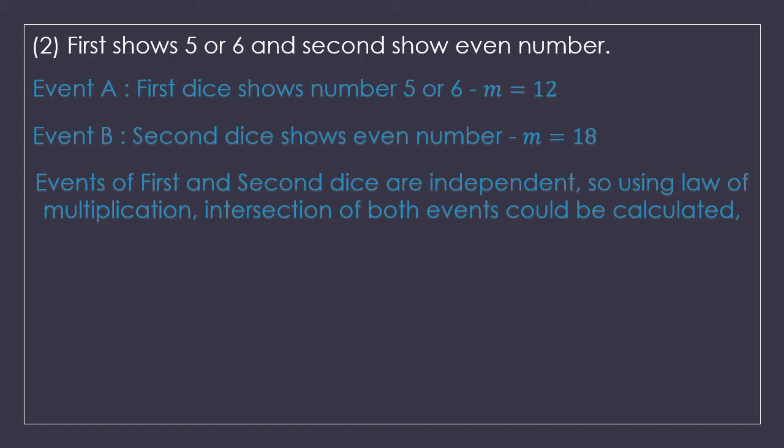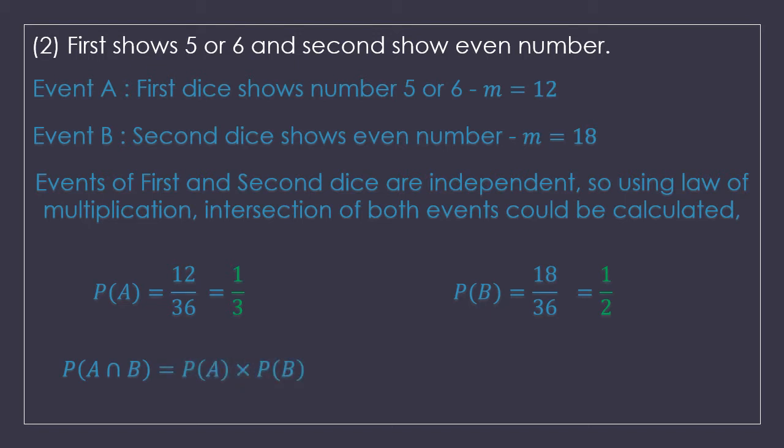of independent events, where P(A) is 12 upon 36, that is 1 upon 3. Event B is 18 upon 36, that is 1 upon 2. And event A intersection B, where first shows 5 or 6 and second shows an even number, that is A into B, that is 1 upon 3 into 1 upon 2, that would be 1 upon 6. Didn't I just tell you guys in the beginning that it's 6 upon 36, that is 1 upon 6.